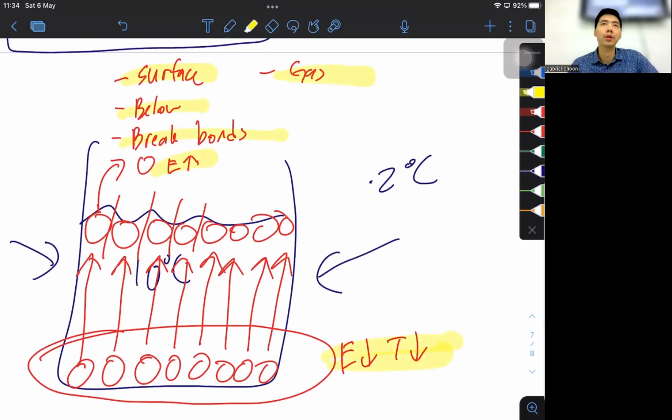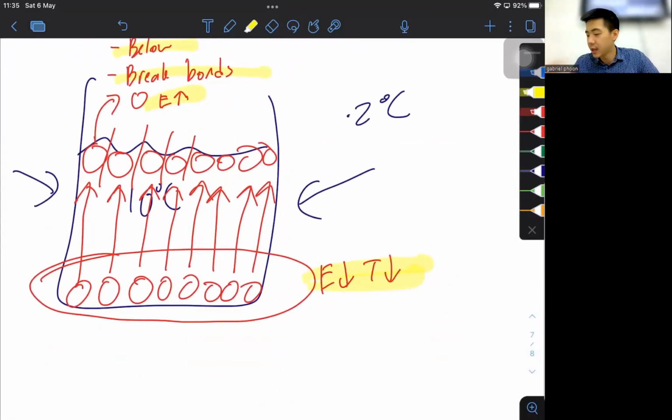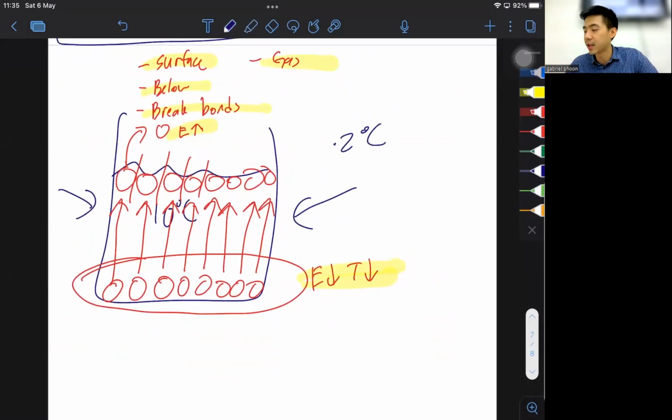Okay, what about Brownian motion? What's Brownian motion? The random motion of particles. Okay, sorry, before we talk about Brownian motion, what are the 3 key factors that affect the rate of evaporation? Temperature is one of them. Come on. Surface area is one of them.